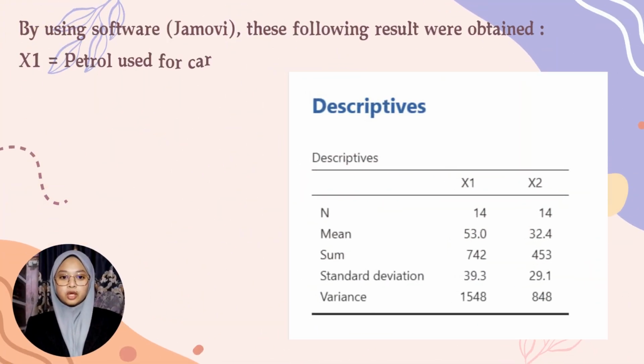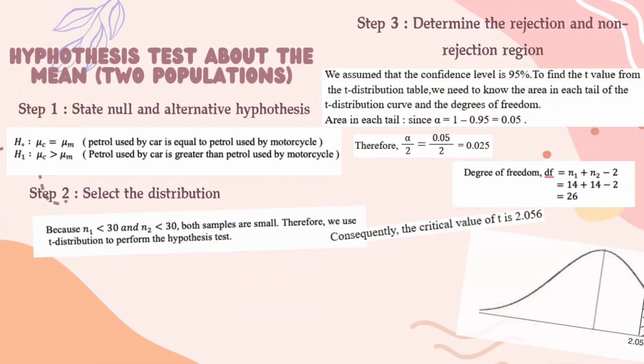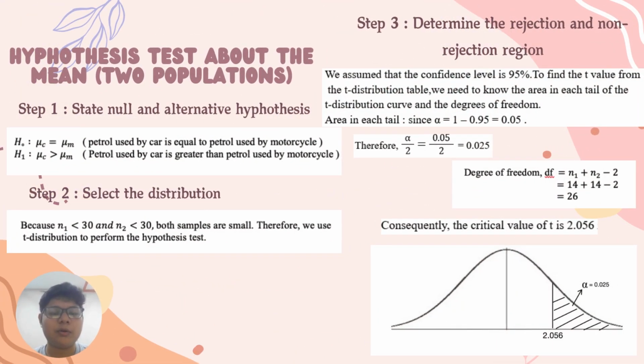By using software which is Jamovi, we can get the following result. Objective, we need to compare the mean of petrol used in a month between car and motorcycle. To compare, we use hypothesis test about the mean. So the first step is we state the null and alternative hypothesis. Our null hypothesis is mu car equals to mu motorcycle. Meanwhile, our alternative is mu car is greater than mu motorcycle. Step 2, we select the distribution.